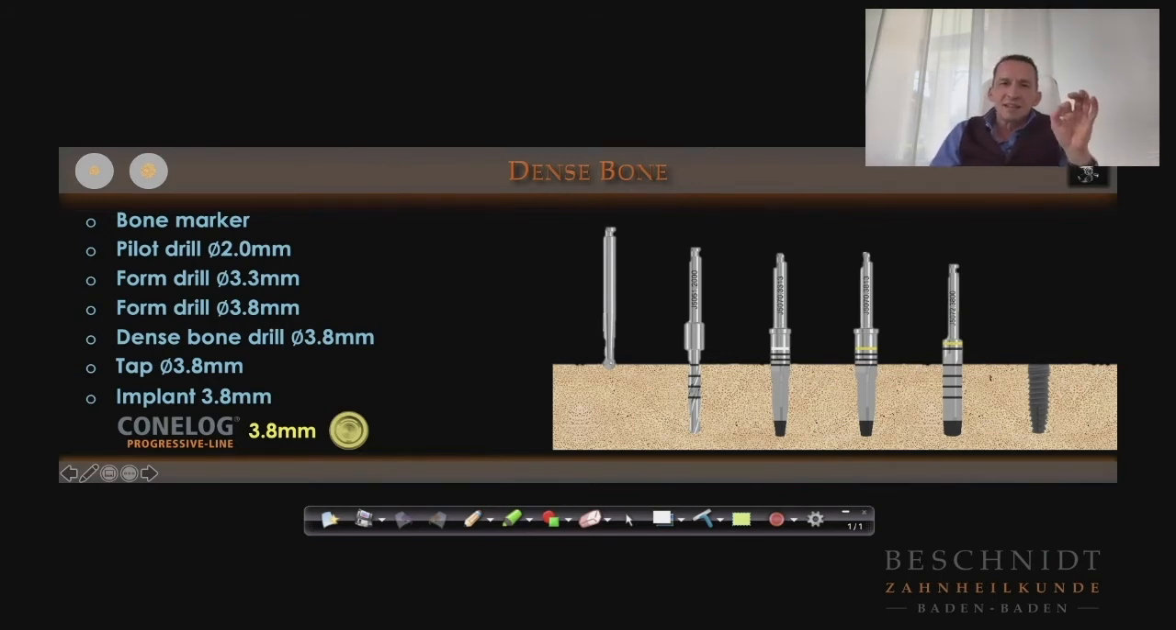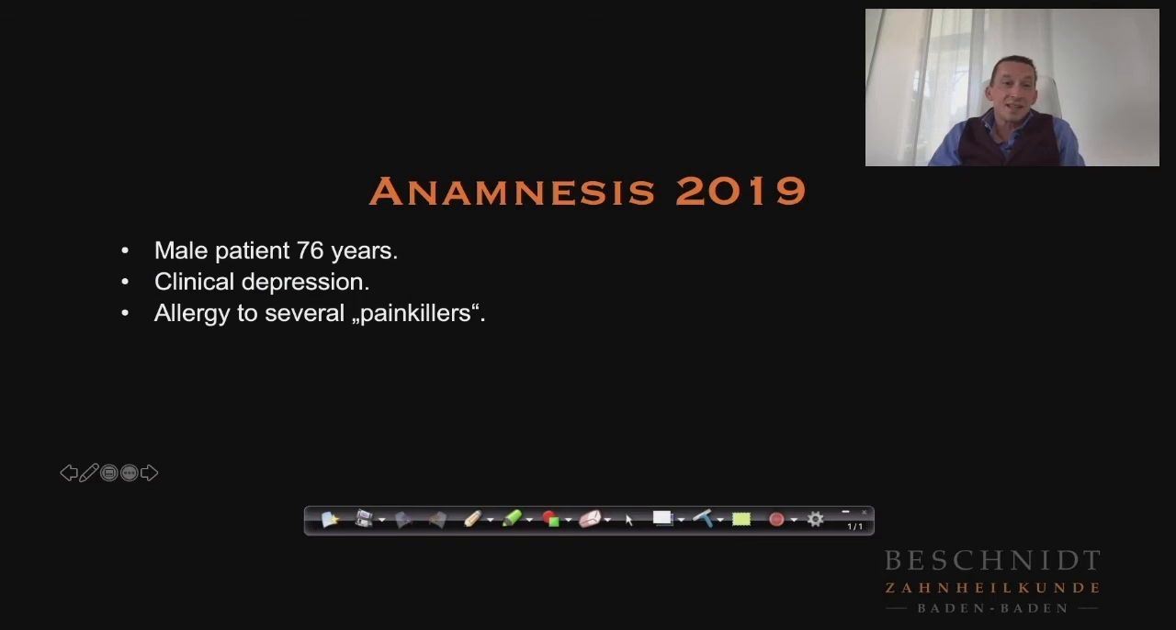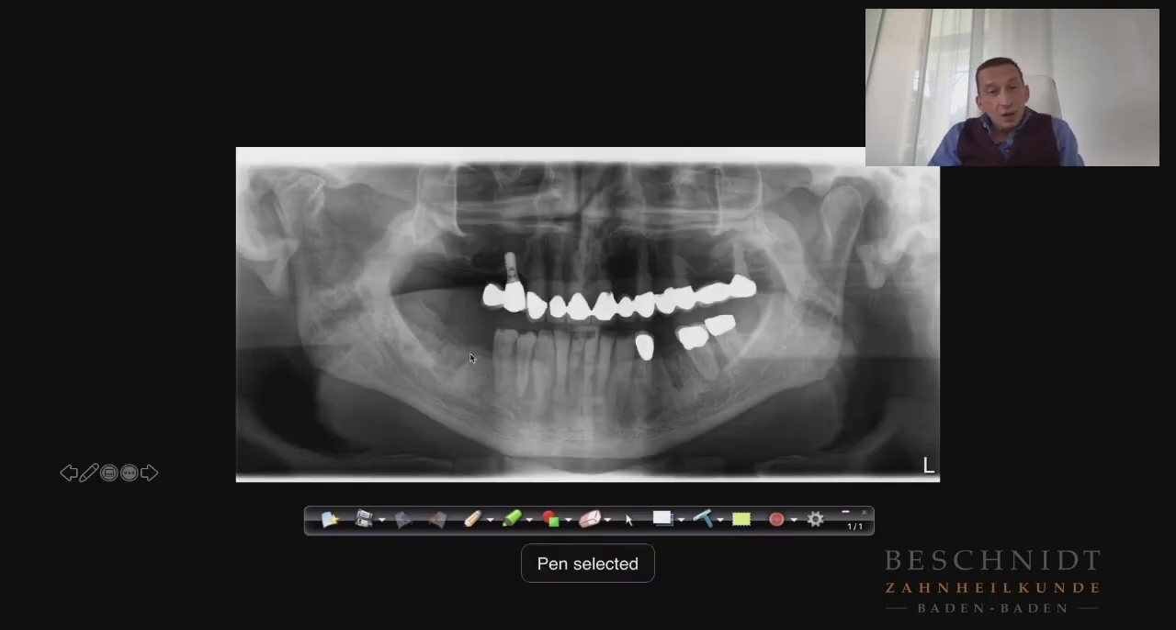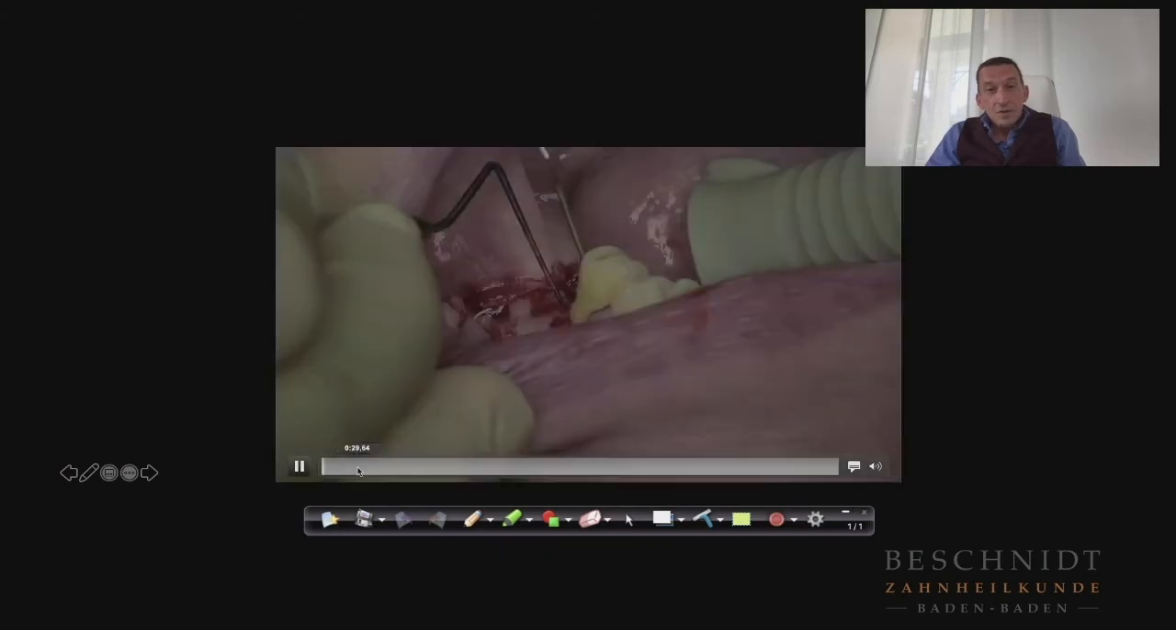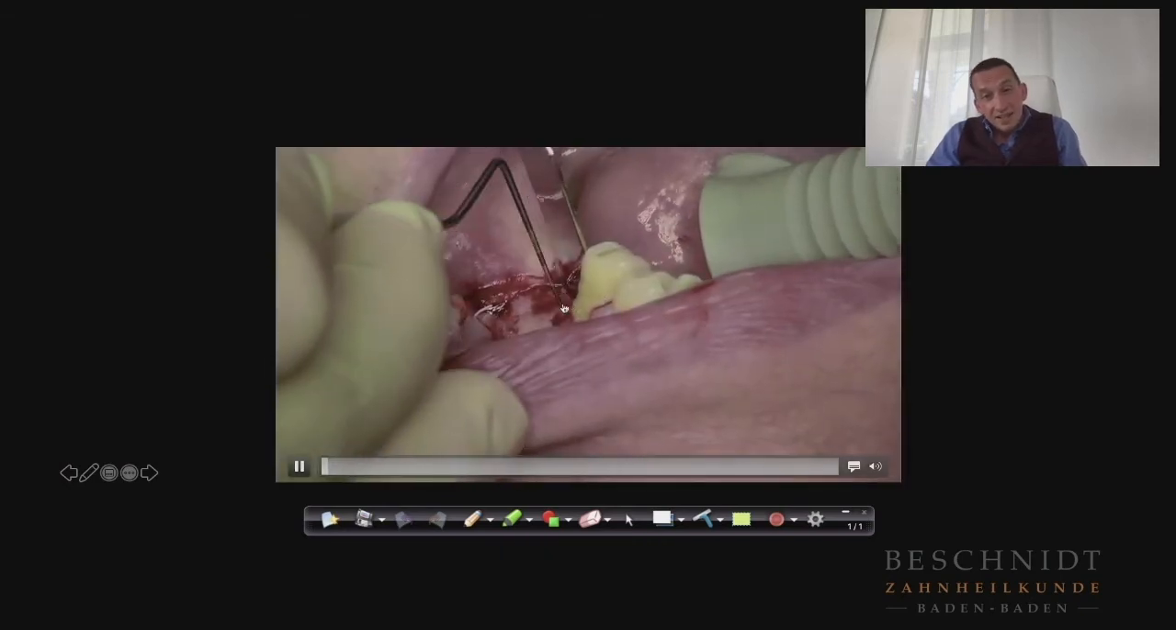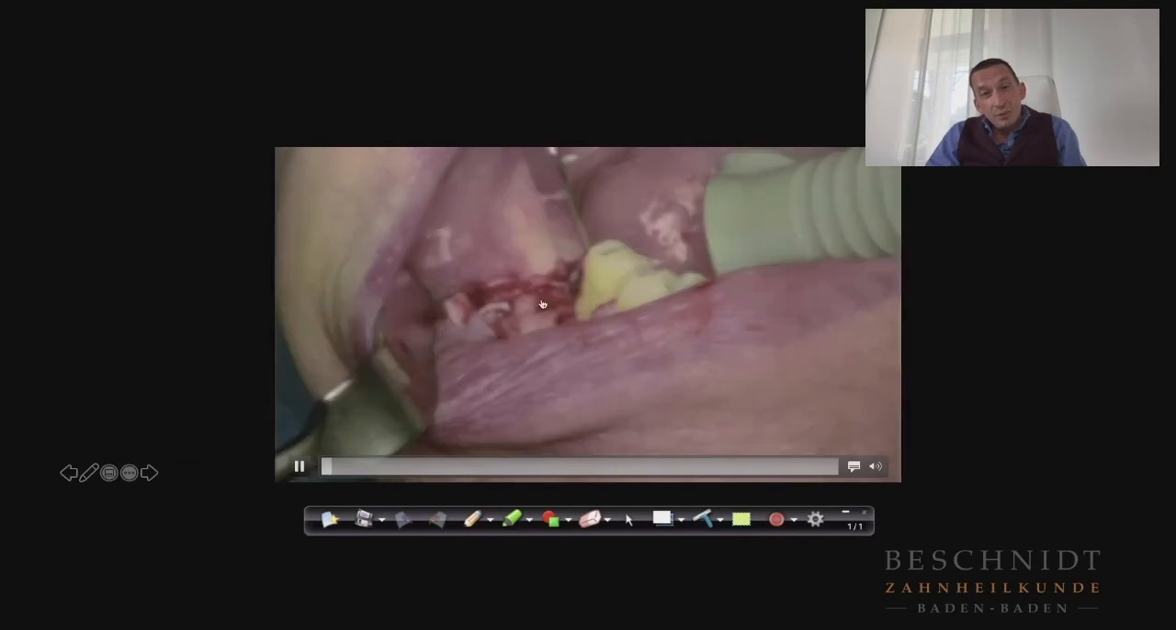If this is still not enough, you might use this tap, and then you can place the implant. If you don't use it, look at this case. This is a 76-year-old male patient, and he lost 2 teeth in the lower right side, and we wanted to place an implant in this area. So here you see, after socket preservation, we still can see a very hard bony consolidation.